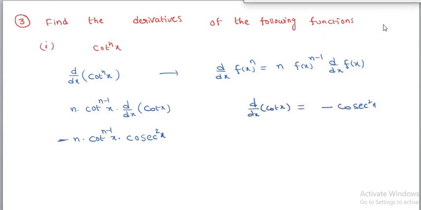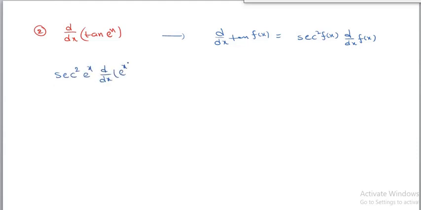Next problem: d by dx of tan of e power x. The formula is d by dx of tan f of x equals secant square f of x times d by dx of f of x. So secant square of e power x, times d by dx of e power x. The derivative of e power x is e power x. Okay, write it down.